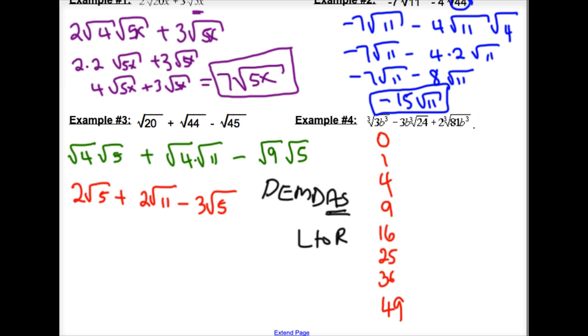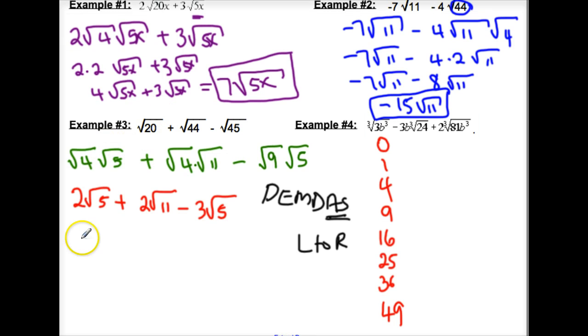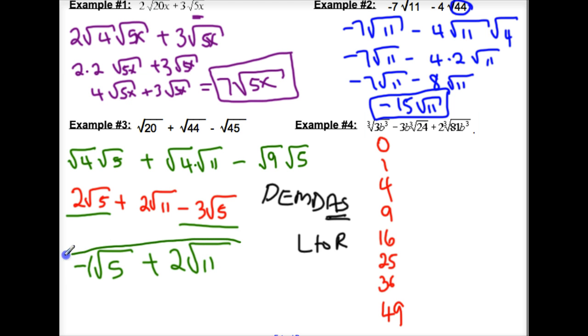Now, the last thing that we need to remember is I can only do addition. Remember what we said up here. I can only add or subtract radicals together if they're like radicals. So we see like radicals are 2 radical 5 and minus 3 radical 5. So 2 minus 3, I know it's negative 1 square root of 5 plus 2 radical 11. I could not have combined the 2 radical 11 because they had nothing in common.